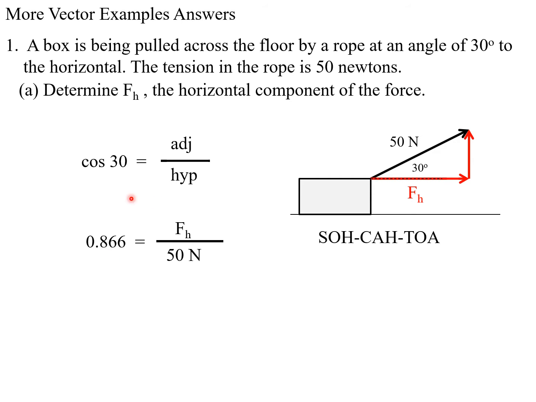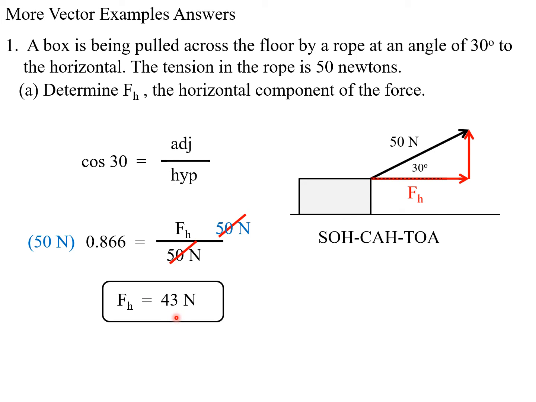All right, so we need to solve this for F sub h, and that involves multiplying both sides by 50 newtons. And after cancellation, the force horizontal turns out to have a value of 43 newtons. 43.3 if memory serves, so round that to 43 newtons.